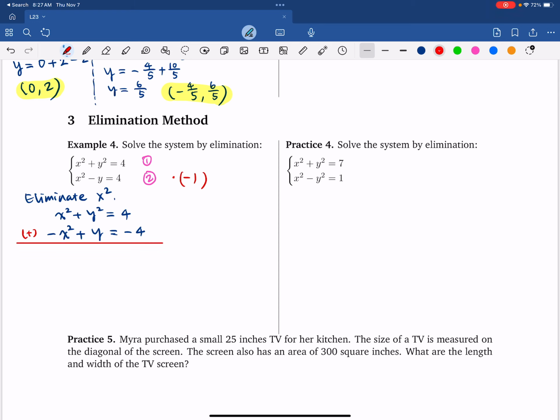When you add these two equations, since the coefficients of x squared are opposite numbers, they cancel out. On the left-hand side, we have y squared plus y. On the right-hand side, we have 4 minus 4, which is 0. Perfect. So this equation is best solved by factoring. There is a GCF, which is y. We take out y. We get y times (y plus 1) equals 0.